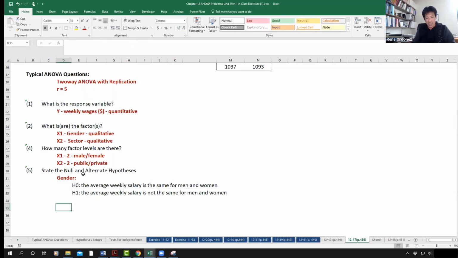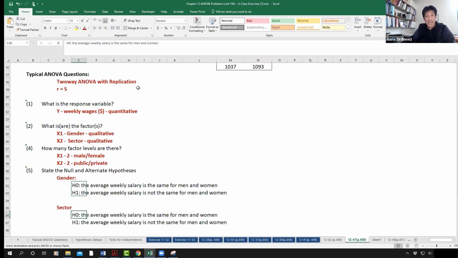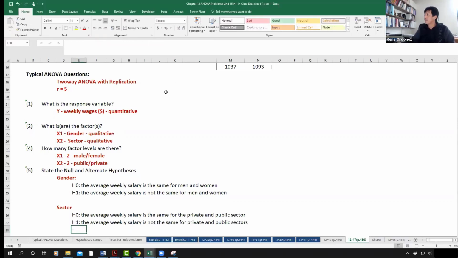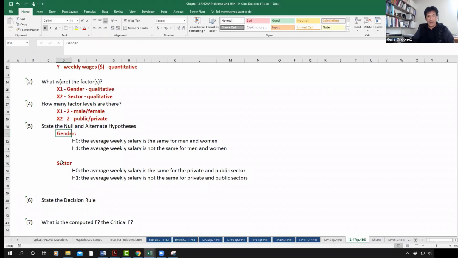And then for the sector, I'm just going to copy this. The average weekly salary is the same for, instead of men and women, the private and public sectors. All right, and this one, not the same for private and public sectors. So that's a one-way ANOVA.